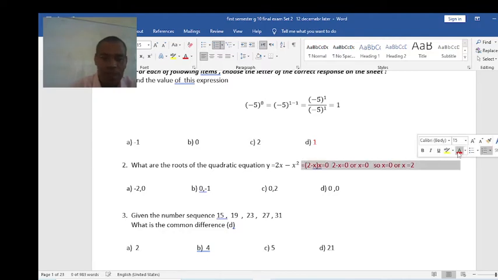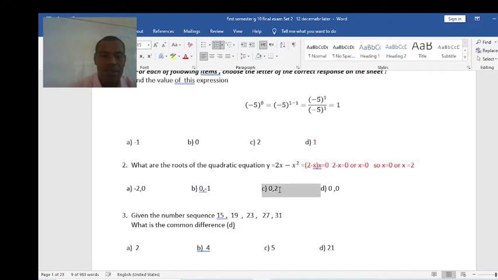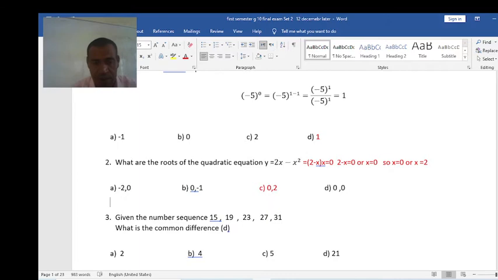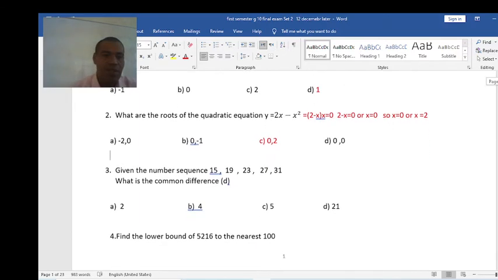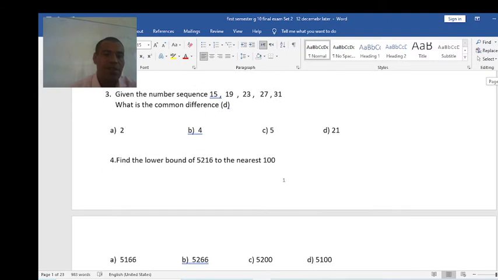So here we have some options: negative 2, 0; 0; negative 2 and 0; 2 and double 0. So the correct answer is that. Clear? The next example we have, okay, we'll try to.